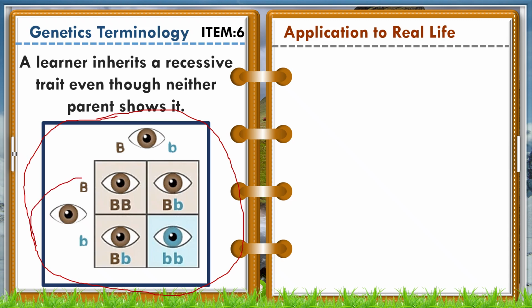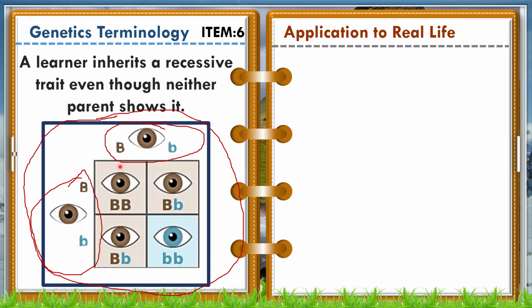The parents have heterozygous genotype, capital B, small b, and they are brown eyes. And even this one is capital B, small b, alleles with a dominant trait. But the statement is saying a learner is inheriting a recessive trait even though neither parent shows it.